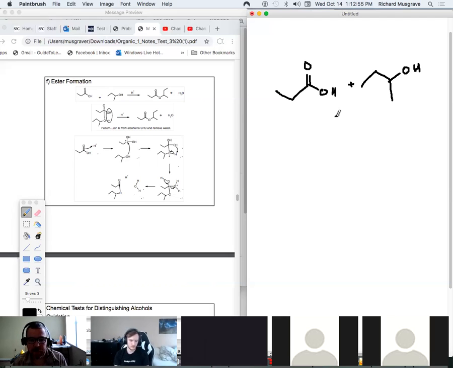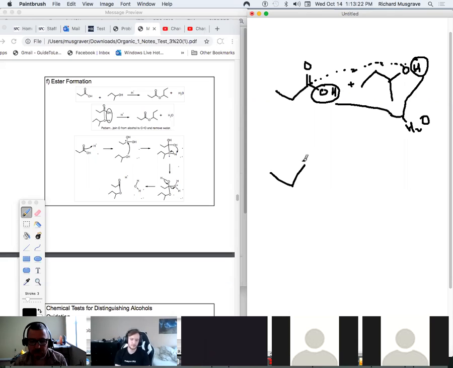So what's going on here is that when this reacts, the O part from the alcohol will join to the C double bond O from the carboxylic acid. And then we'll lose OH and H, which comes out to be water. So the product of an esterification process is a compound we call an ester, with water. So that's the pattern.